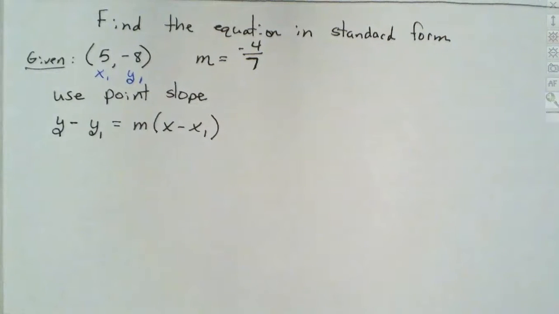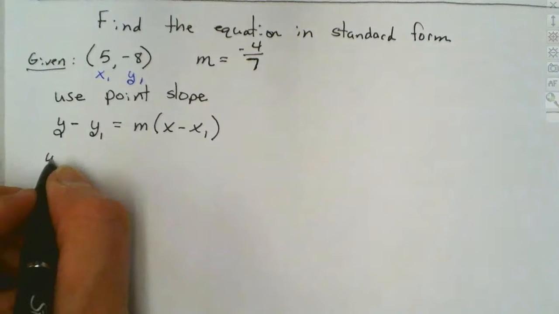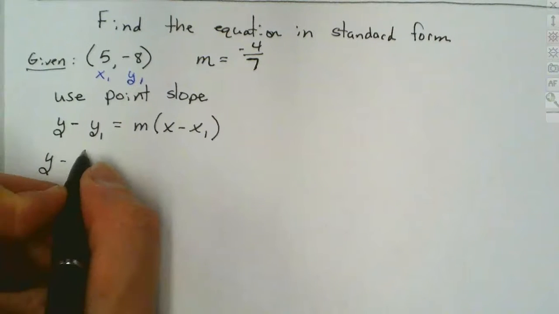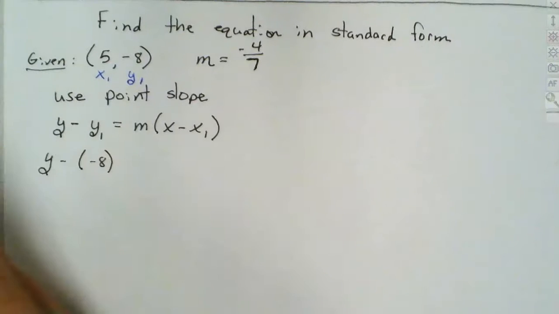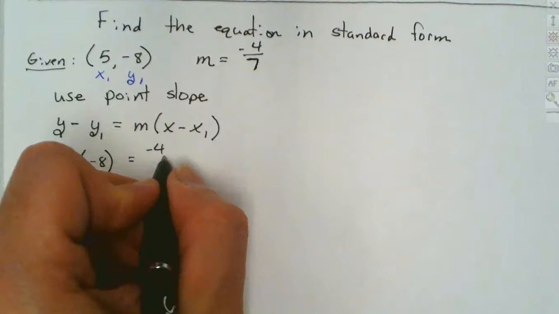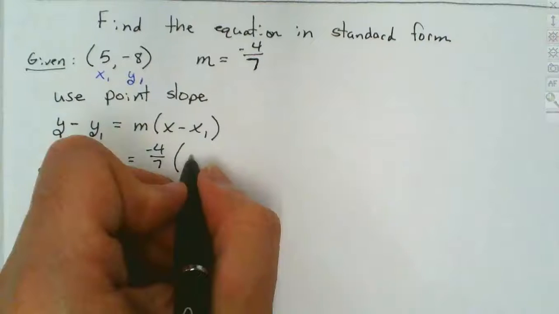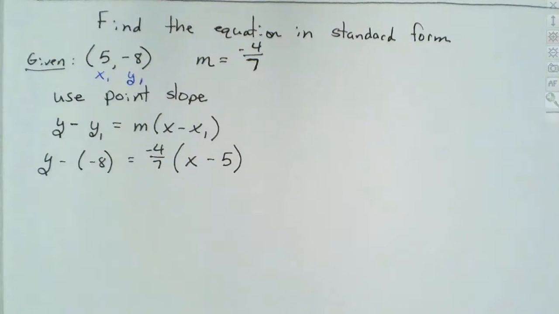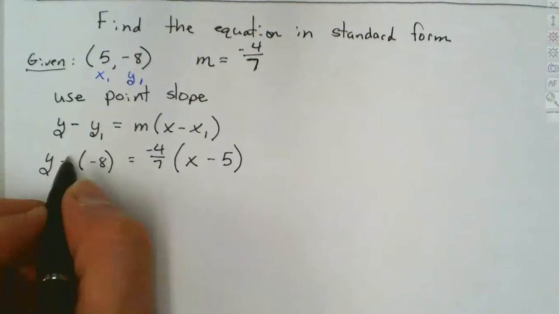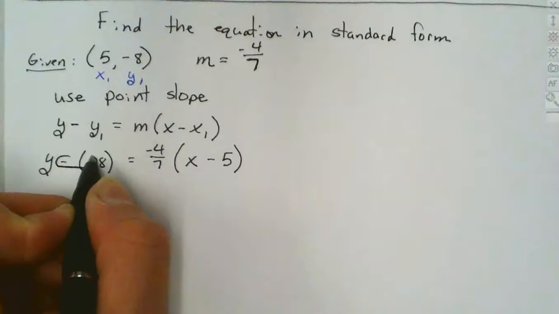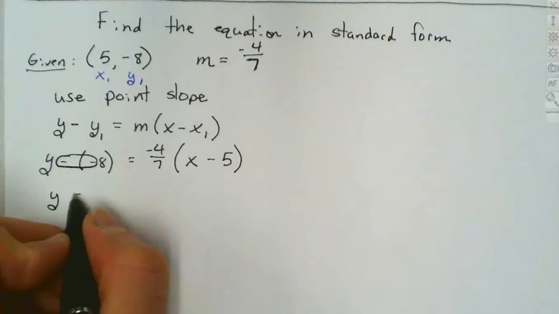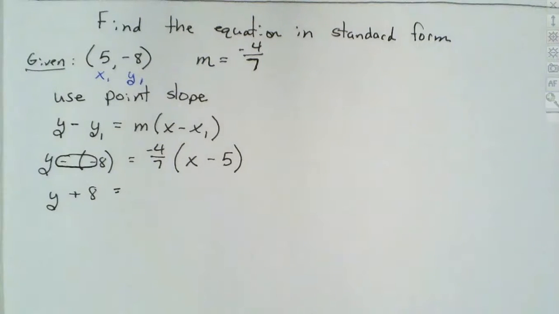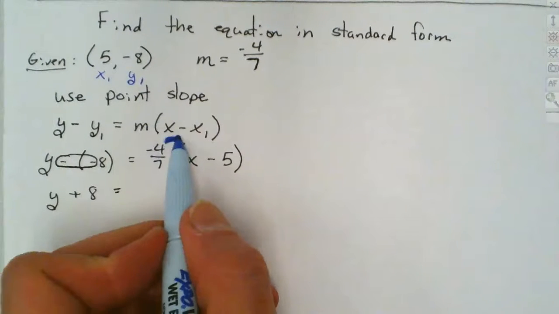So all we have to do is plug our numbers in. Now, be very careful about double negatives. So we've got y, and then we do minus, a minus 8, equals now minus 4/7 times x minus 5. So that's what we've got. Now we are going to put this in standard form, so we are going to have to eventually clear out all the fractions. So we'll begin with a double negative here. That's going to make that a positive 8.